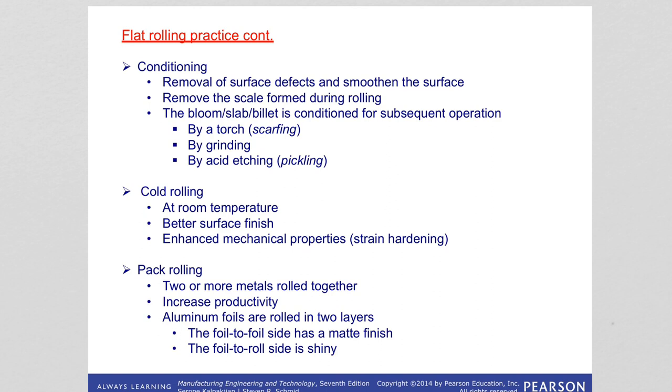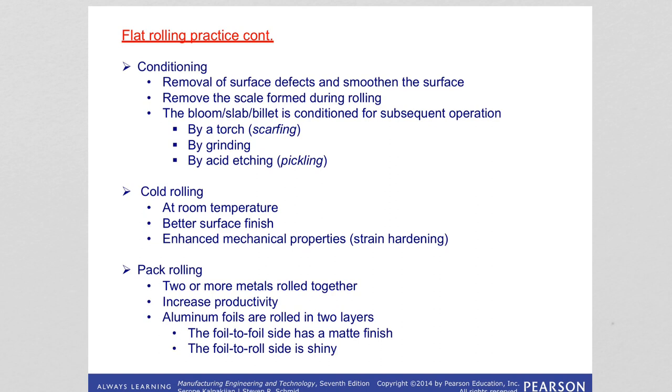By a torch, which removes that scale, and also you can do grinding. Grinding can also remove the surface scale, and also you can do acid etching. So acid, it's going to eat away the surface. So it's called also pickling. So these techniques are possible for us to be able to remove this oxide layer from the surface of the hot roll blooms, billets, and slabs, and condition them, basically prepare them for the cold rolling.